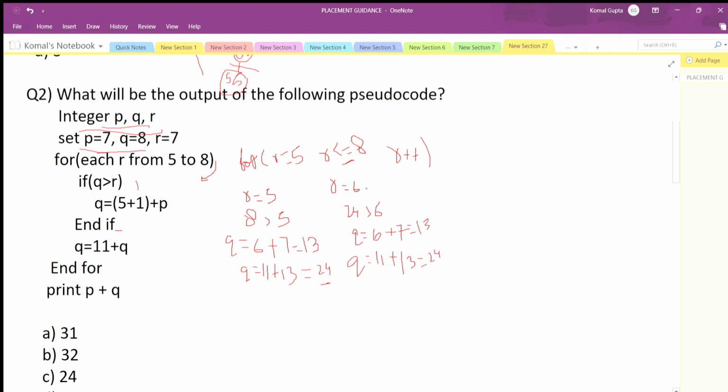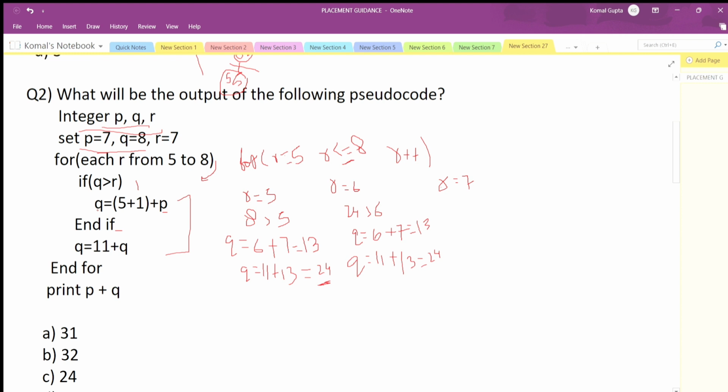Now the value of r will be incremented. So the value of r equals to 7. And is 7 less than equals to 8? Yes. So again it will come into this for loop. And now see, the value of q will remain 24, because what it is doing, it is doing the constant thing again and again in this for loop, because the value of p is not changing at all.